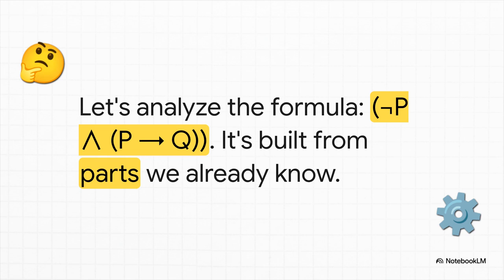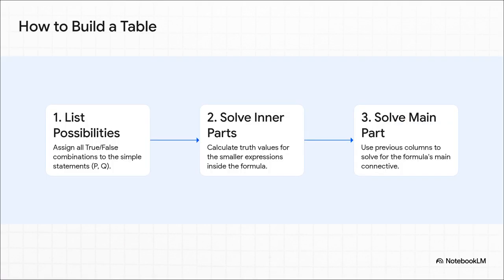The trick is just having a system to figure out when this whole big thing is true. And that system is a truth table. It's really just a simple 3-step recipe. Step 1, list out all the possible true/false combos for your basic letters, P and Q. Step 2, work from the inside out. Solve the truth value for the smaller chunks, like the stuff in the parentheses. And finally, step 3, use those answers to solve for the main connective, the big one holding it all together.